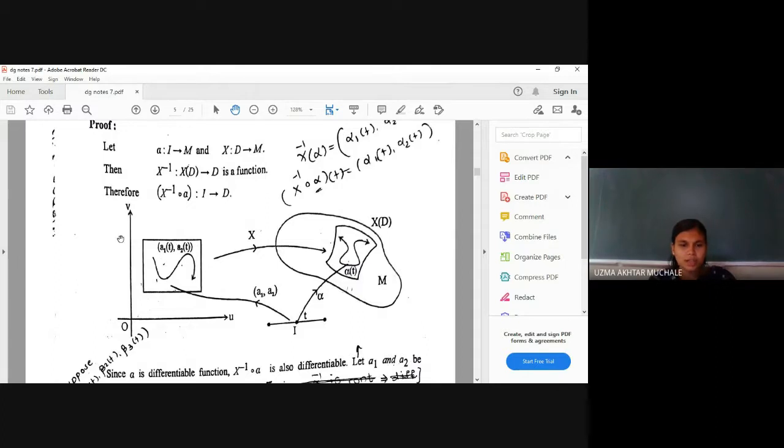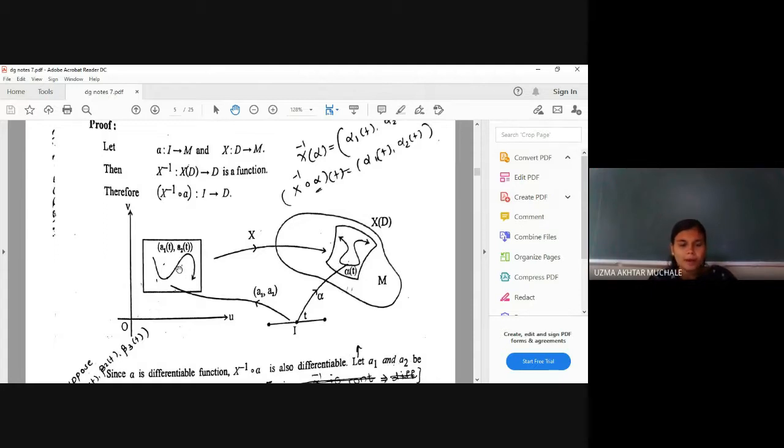This figure I have already shown you. So what is x? x is a function from D to M. This is already known to you. What is alpha? Alpha is a curve, so it must be a function from an open interval I to E3. Instead of E3, it is on a surface M.